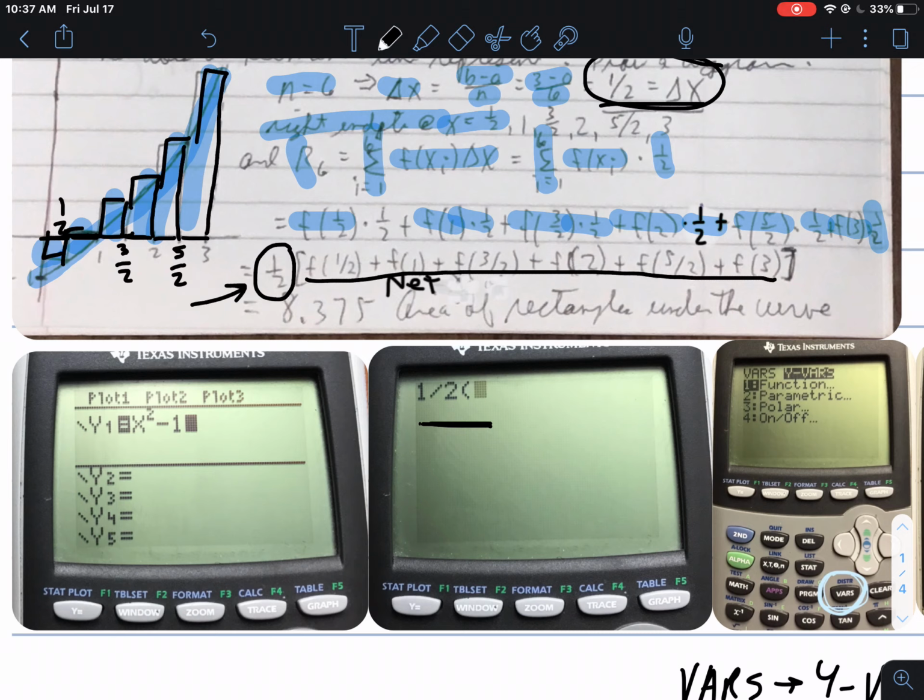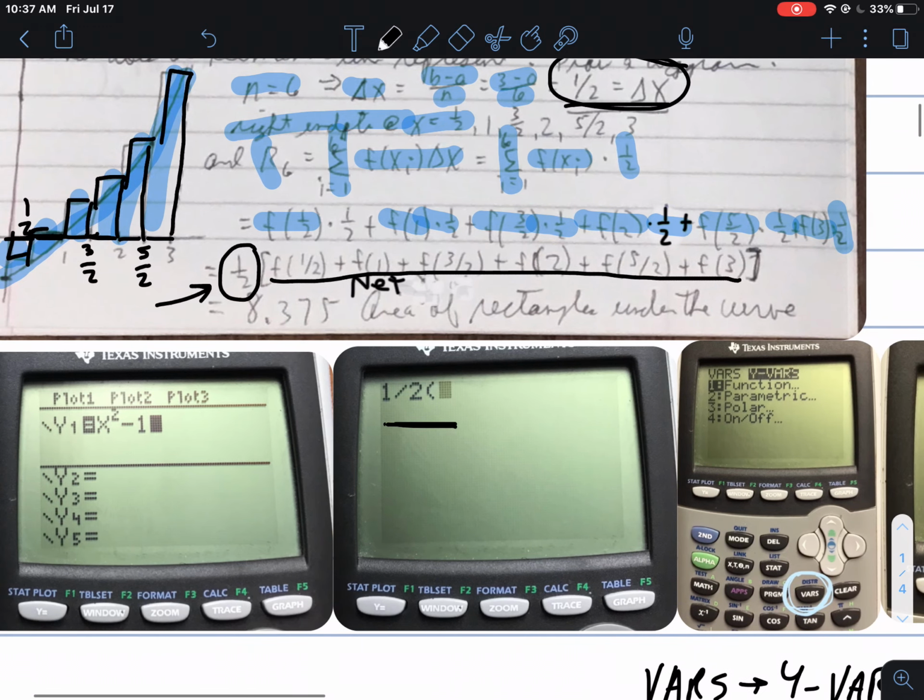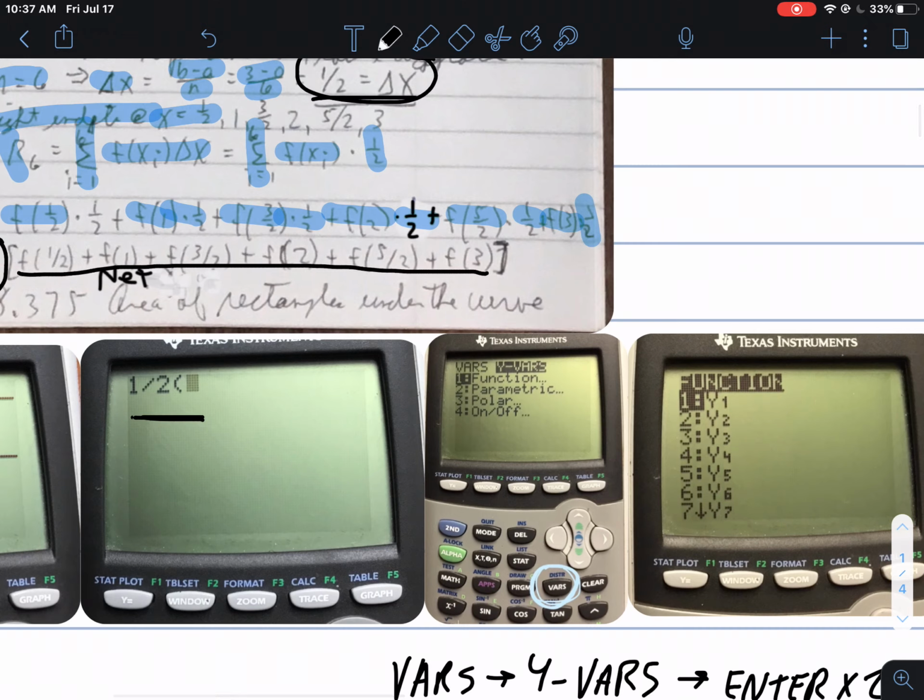And then we need to plug in each of our function values. So to do that, since we've already put f of x into Y=, if you hit the VARS button on your calculator, and then scroll over to Y-VARS, so hit the VARS button, scroll over to Y-VARS, and notice it's already selected on Function, so just hit enter.